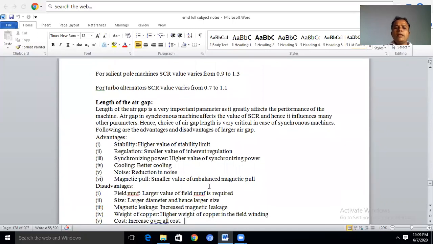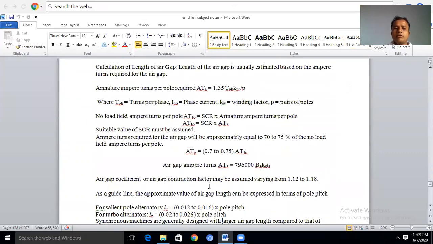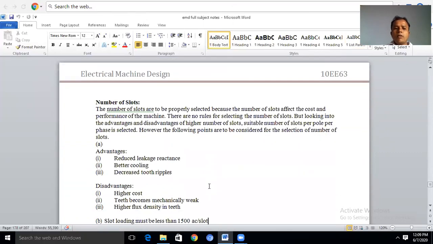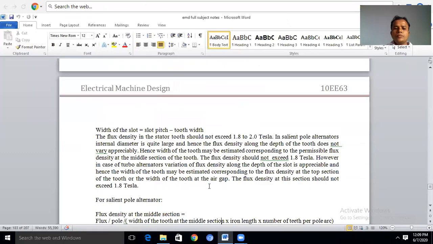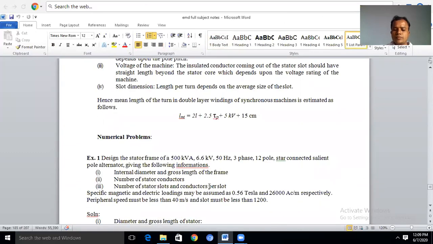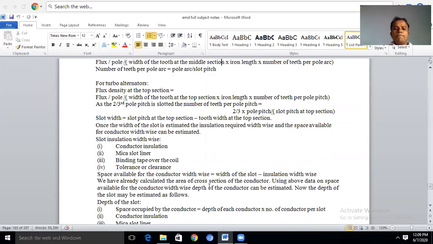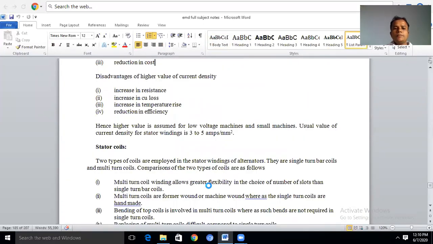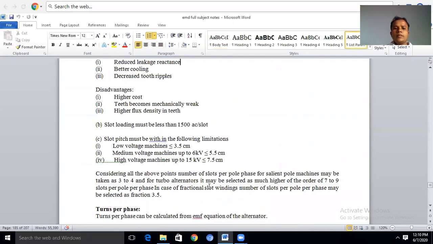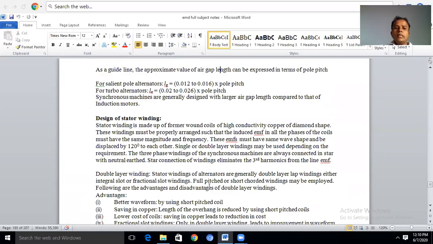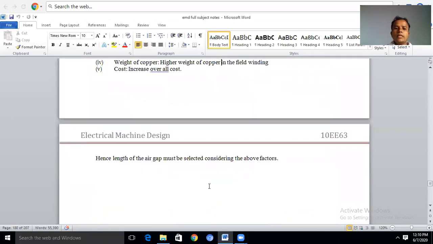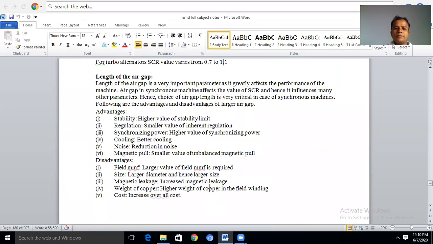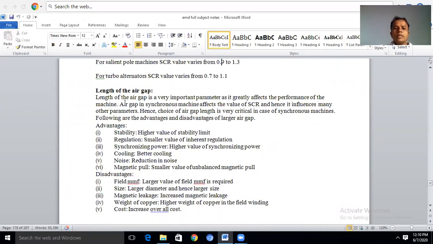So now we will see the next topic, that is the length of the air gap. Let us see how to fix that particular length of the air gap, whether it should be large or minimum. Once the length of the air gap is set, it is going to affect many parameters. Again, there are some advantages and disadvantages. So this is the length of the air gap.